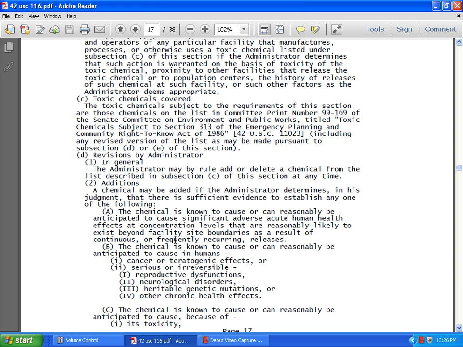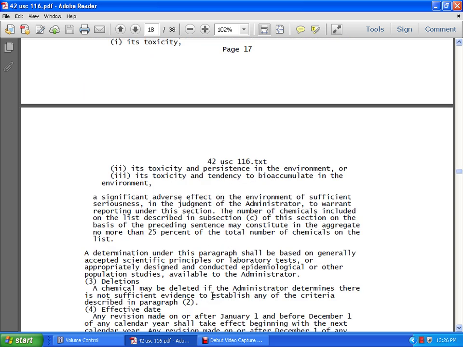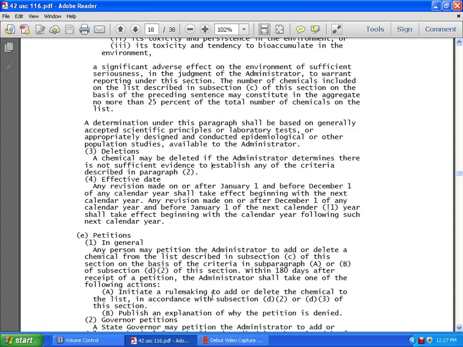The chemical is known to cause, or can reasonably be anticipated to cause, in humans, cancer, teratogenic effects, serious or irreversible reproductive dysfunctions, neurological disorders, heritable genetic mutations, or other chronic health effects. The chemical is known to cause, or can reasonably be anticipated to cause, because of its toxicity, its toxicity and persistence in the environment, or its toxicity and tendency to bioaccumulate in the environment, a significant adverse effect on the environment of sufficient seriousness, in the judgment of the administrator, to warrant reporting under this section.